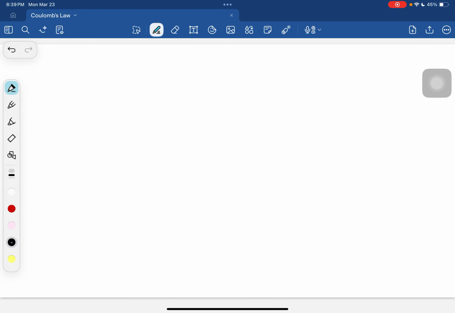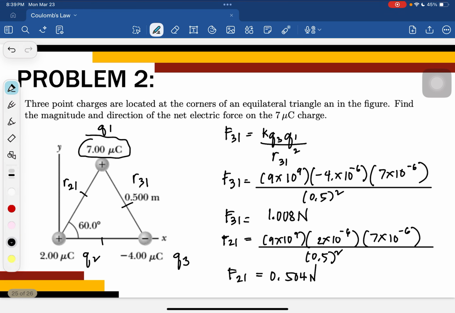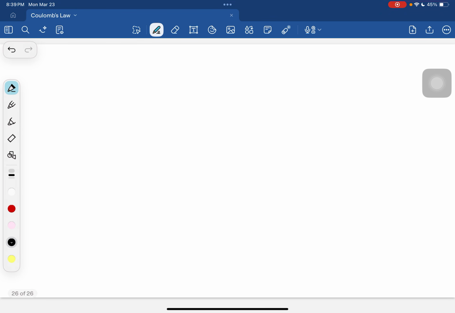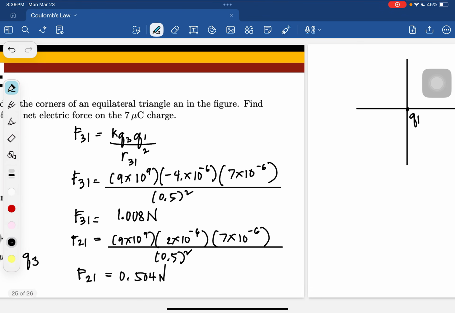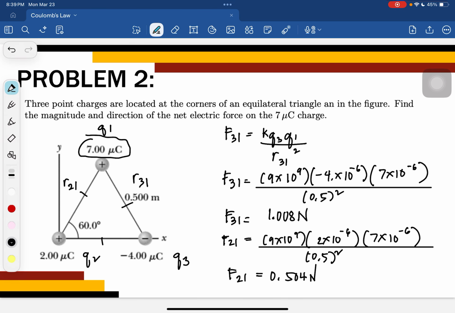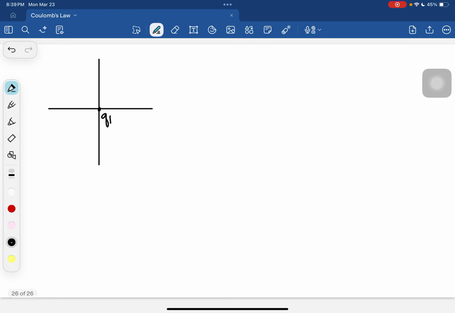We'll be using our vector addition. But let's first plot it. Again, if you will follow this method, you will be plotting here. Our Q1 is here. And what does it do? Let's see. Q1 and 3. So F31. Both of them, no, they're not both positive. One is positive, the other one is negative. So the tendency of our Q1 is to approach Q3. So it will go this way.